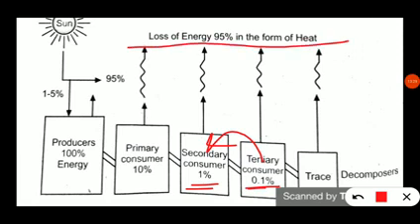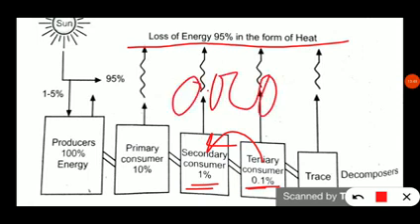Then last are the trace consumers, that is fungi, bacteria, decomposers. When the tertiary organisms die, their dead bodies are degraded by parasites, hyperparasites, that is fungi and bacteria. Only a trace amount, 0.0001% of energy, is transferred from the tertiary consumer to these decomposers. Therefore, at each trophic level, that means primary, secondary, tertiary consumer and decomposer, energy is lost and energy decreases from the producers onward.